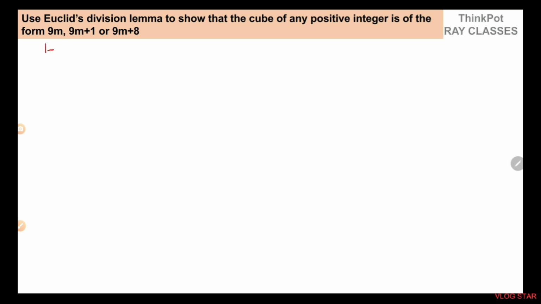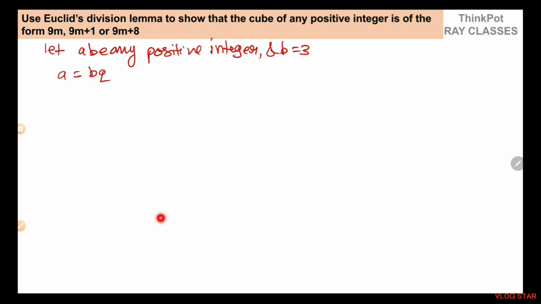We have to assume that a is any positive integer, and b is equal to 3. It's a multiple of 9, so we can take 3. So a is equal to bq plus r, that is what we know. We can write a is equal to 3q plus r, where r is less than 3 and greater than or equal to 0.